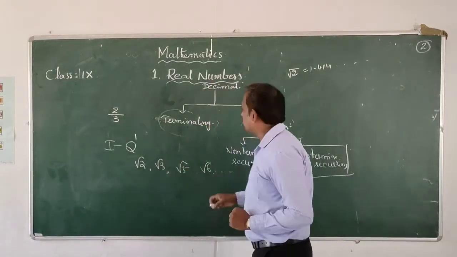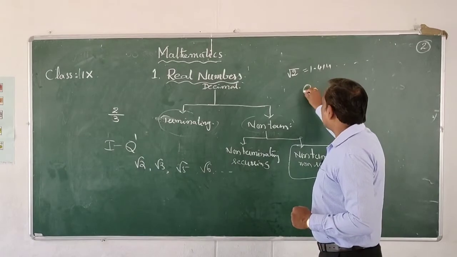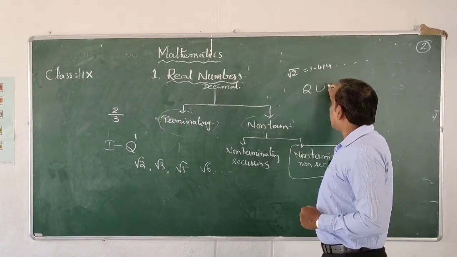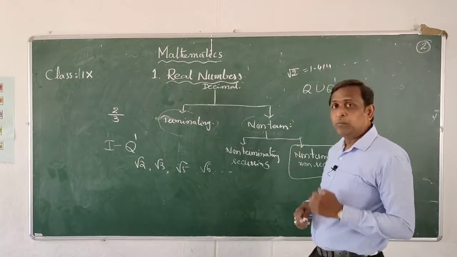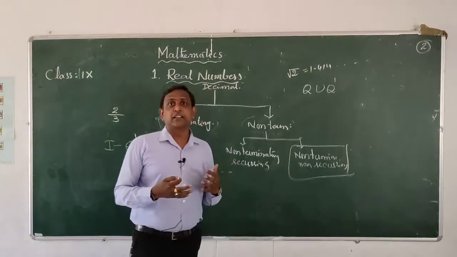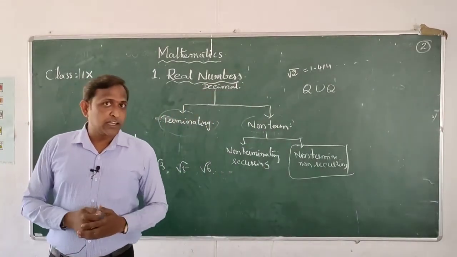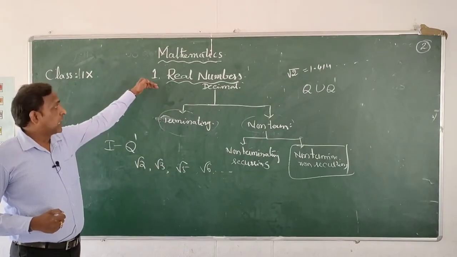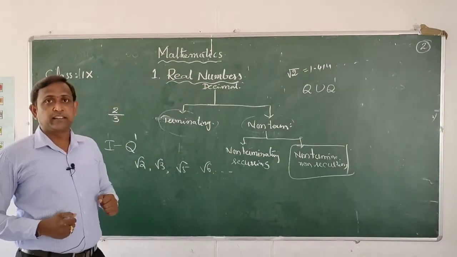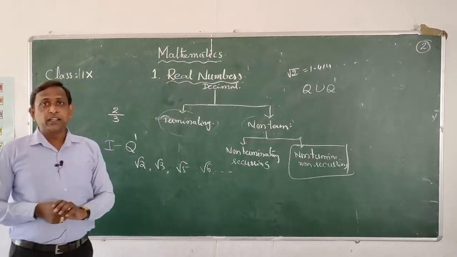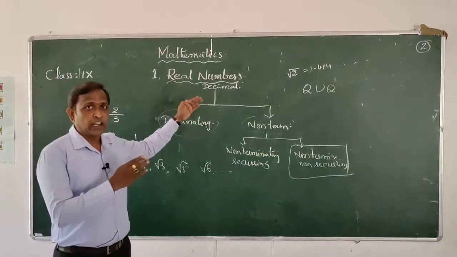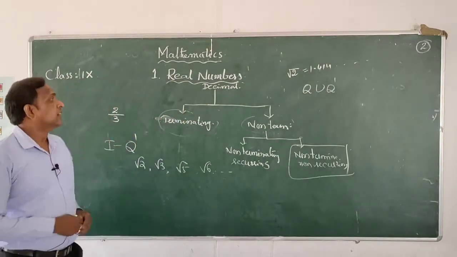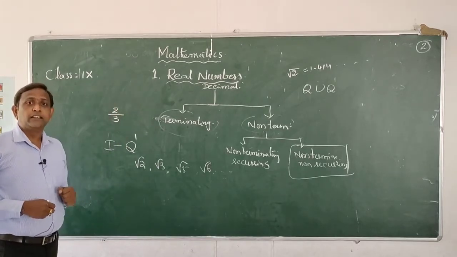What are the two sets? One is rational numbers and the other one is irrational numbers. So rational and irrational numbers together are called real numbers. In our 9th class we are going to discuss this real number, that is Q union Q dash. That means rational and irrational together are called real numbers.